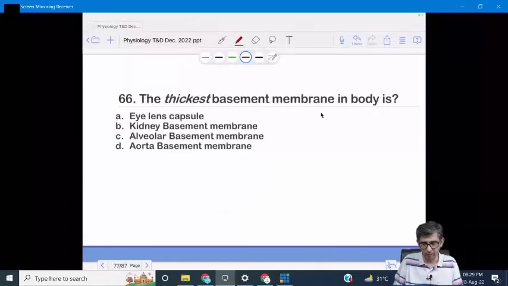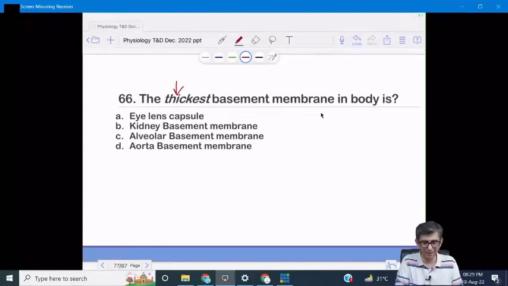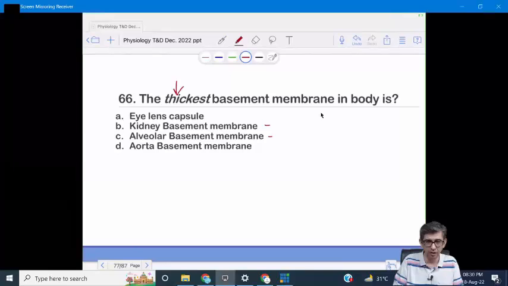Coming to 66, which is the thickest basement membrane in the body? The usual impression is that the aorta's basement membrane will be thick, but actually that is not so. Kidney and alveoli, I think everybody could rule out. The kidney can't be the answer because albumin is leaking across it. In the alveoli, gas exchange is happening. So you had to select between A versus D only.